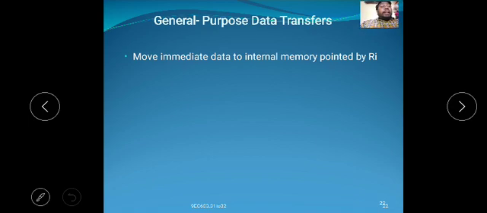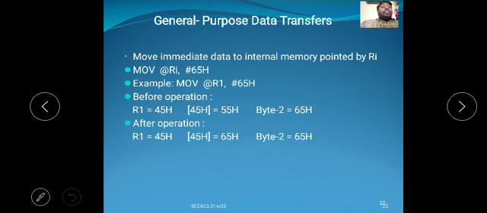Move immediate data to internal memory pointed by Ri: MOV @Ri, #data, such as #65H. Example: MOV @R1, #65H. Before operation, R1 is equal to 45. The memory location 45 contains the value 55. The byte 2 is 65. After operation, R1 is equal to 45, and the memory location 45 has the value 65 moved into it. The byte 2 is 65H.